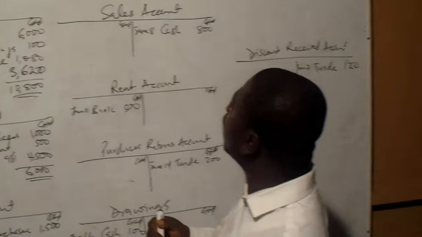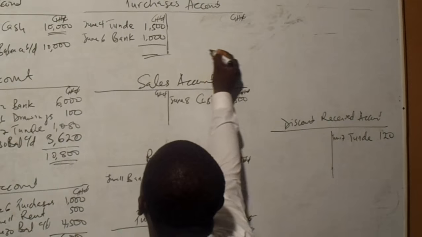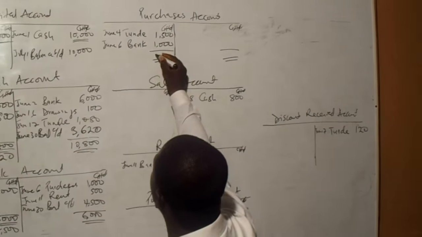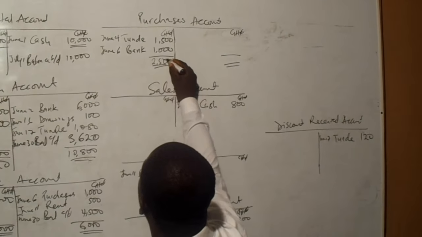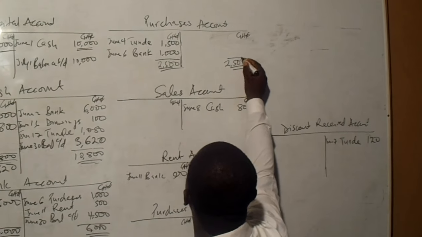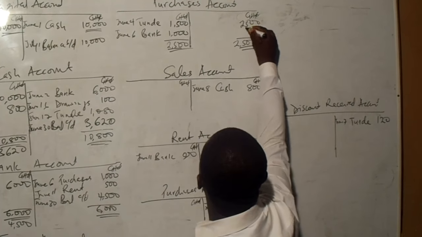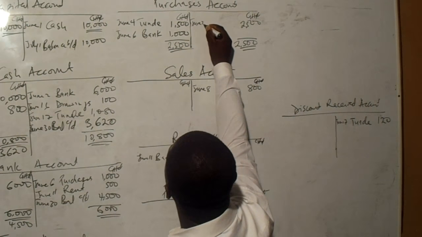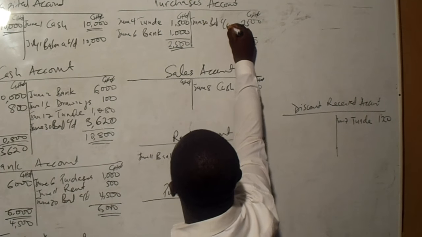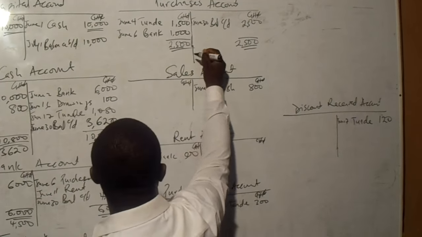Then we come to purchases account. Purchases account, there is no figure on the credit side. So we have 2,500 as total. So we put the same here, and the difference is still 2,005. On June 30th, I'll call it balance carried down. Then I bring it to the other side.